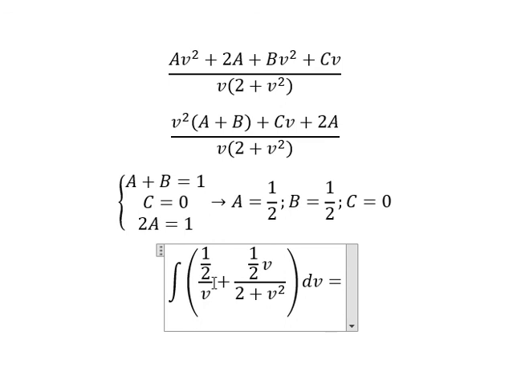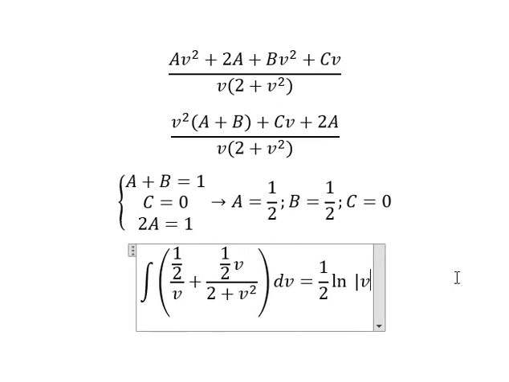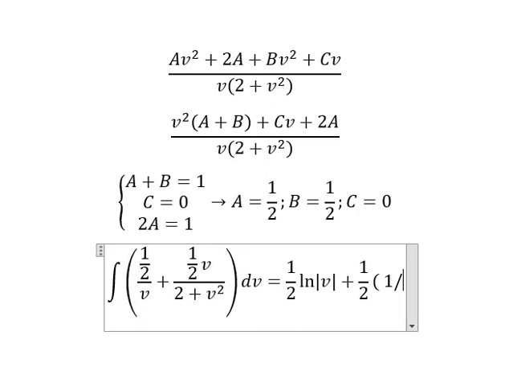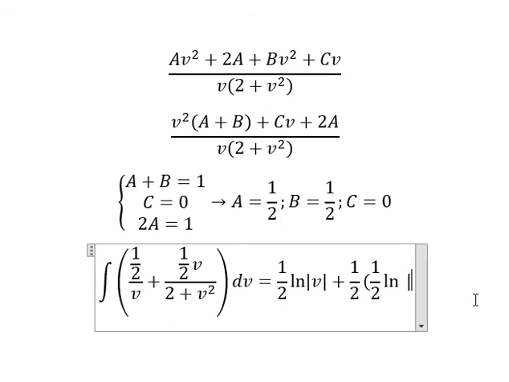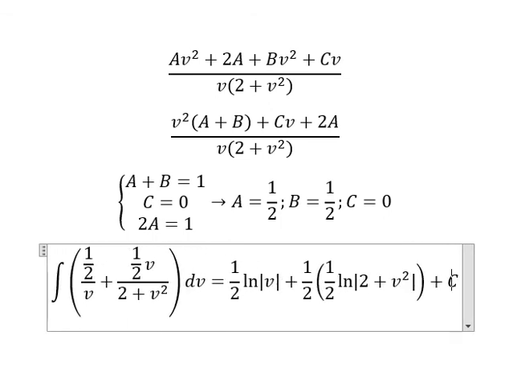The integration of this one, we have 1 over 2 ln of the absolute value of v. The integration of v over 2 plus v squared, we will have 1 over 2 ln of the absolute value of 2 plus v squared. And we put C, because if we do the first derivative of this one, they will return back into v over 2 plus v squared in here.